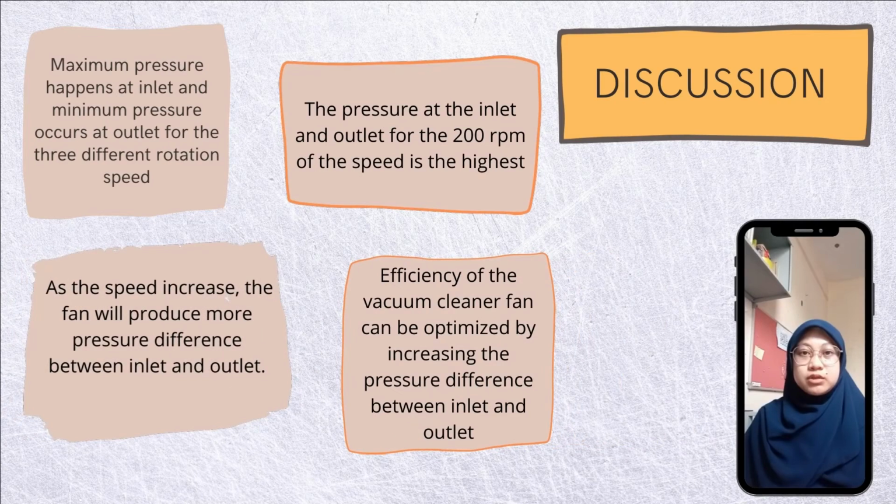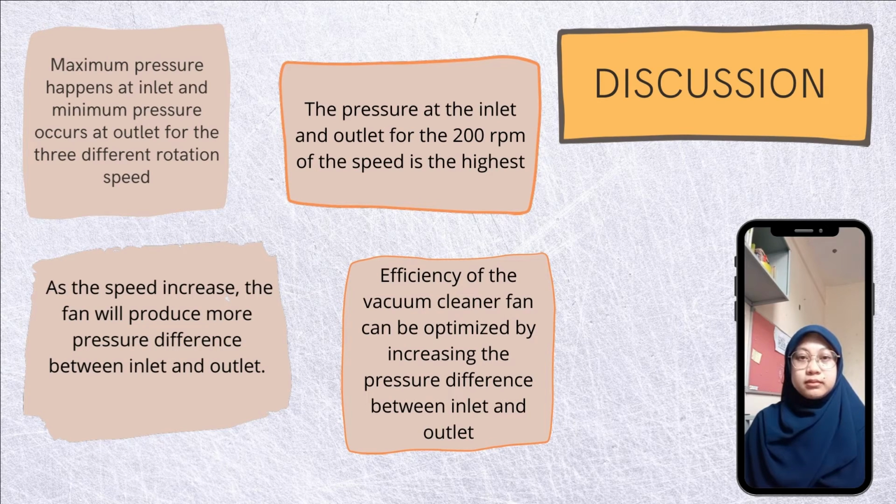From the result, it shows that there are differences in velocity and pressure for the 3 different speeds and velocities. For the pressure, the maximum pressure happens at the inlet and the minimum pressure occurs at the outlet. The pressure difference for 200 RPM is the highest. This shows that as the speed increases, the pressure will also increase. The optimal model should have higher rotation speed and velocity compared to the benchmark model.